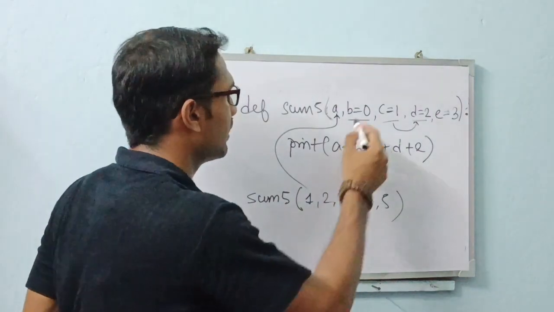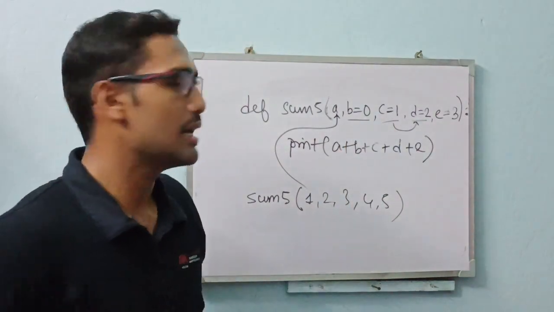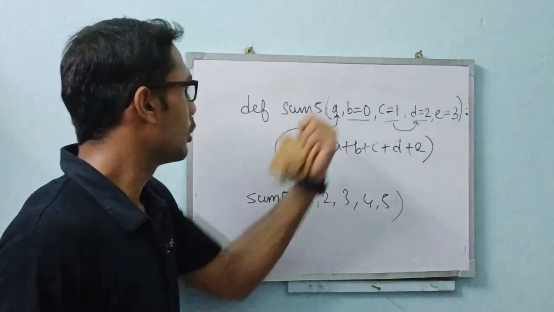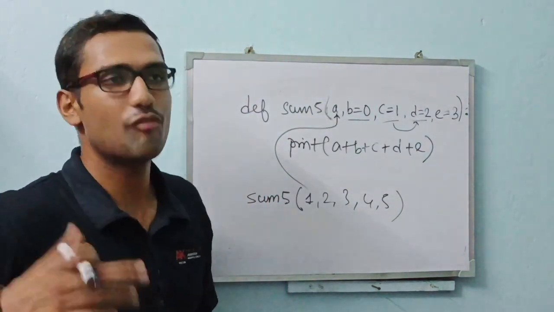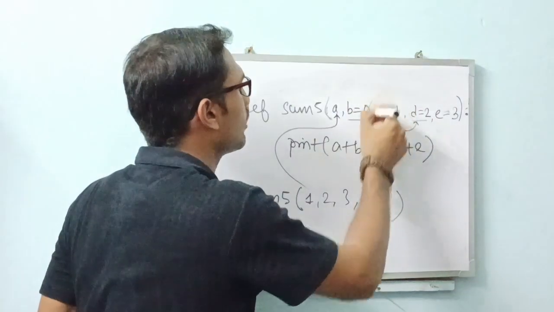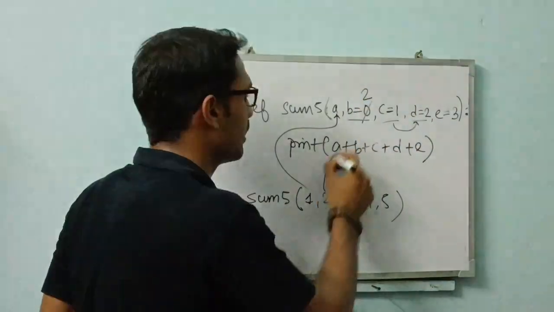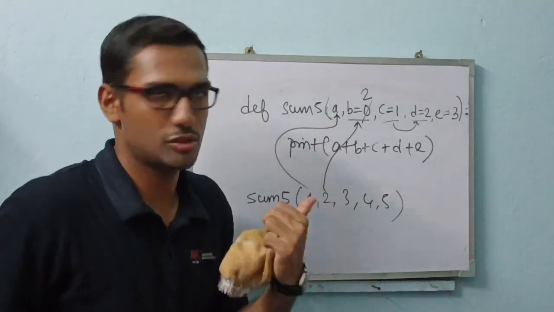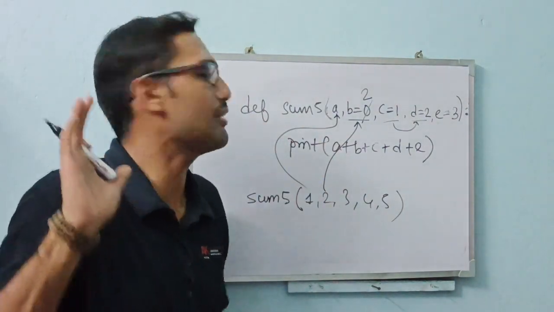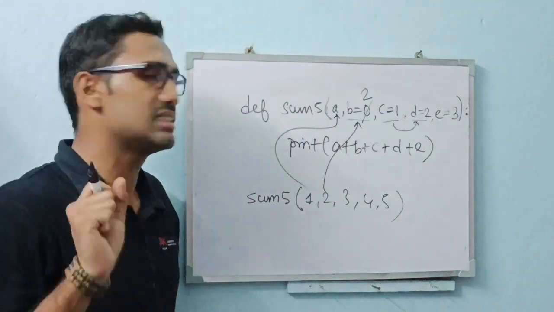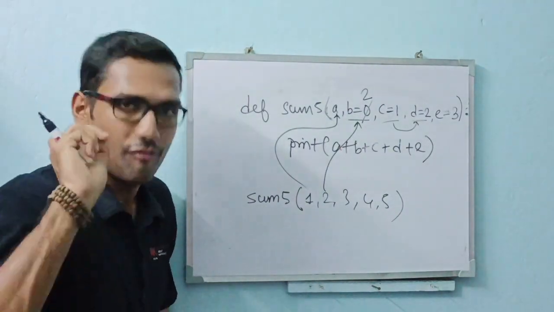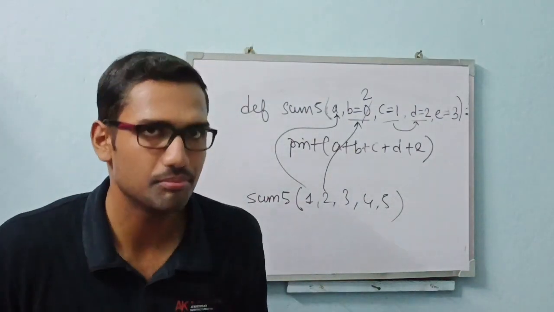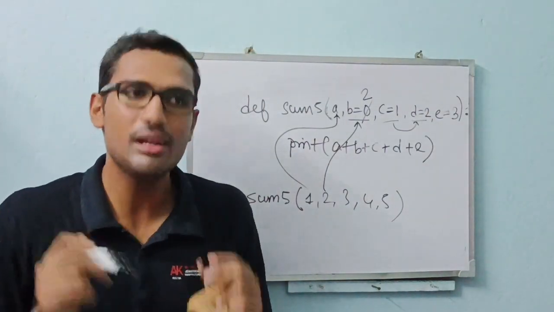Since b has a default value 0, and I have passed an argument 2 to this particular parameter b, then what will happen? 0 will get overwritten by 2. So now parameter b will have the value 2, not 0. It will not have the default value 0. It will now have the value which is passed during the function call. Clear? I hope this is fully clear to you.